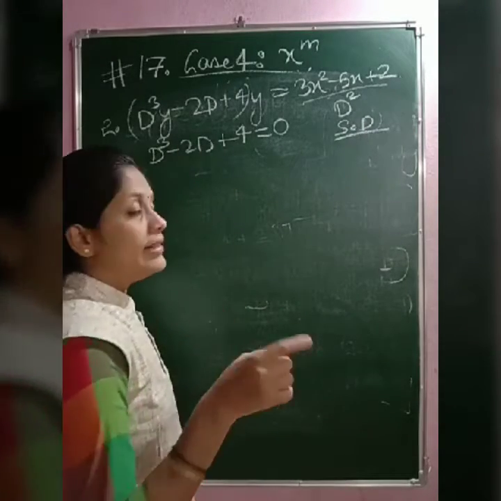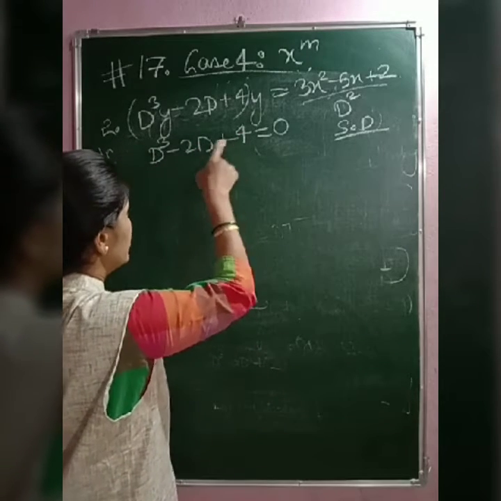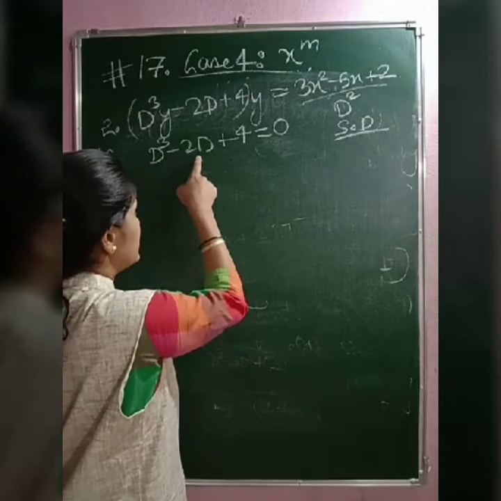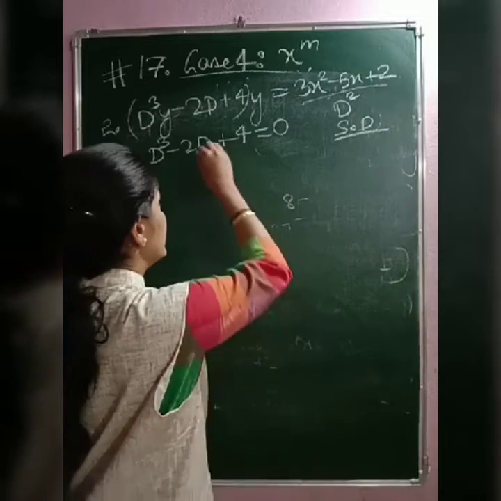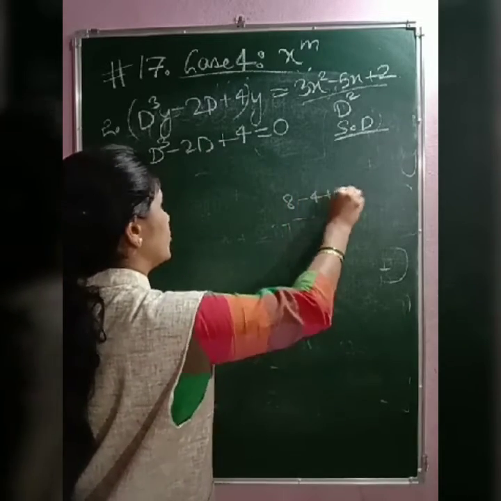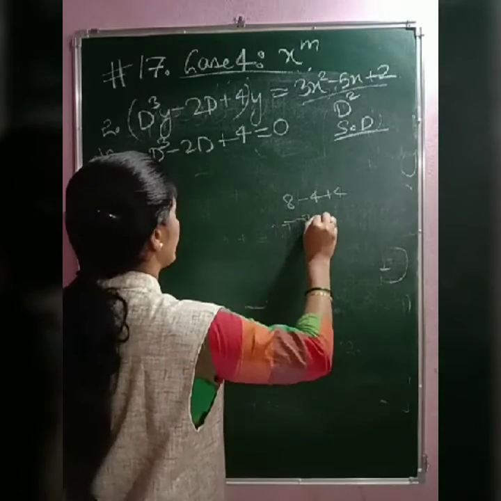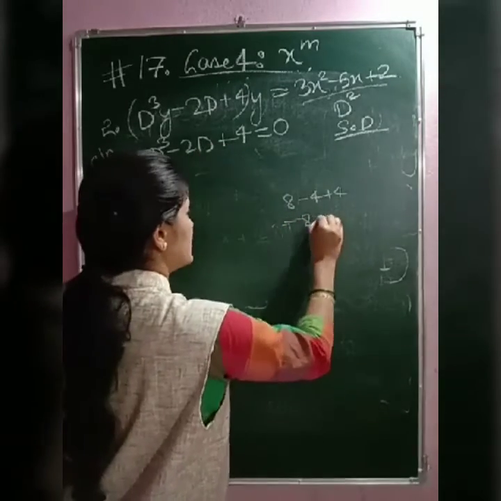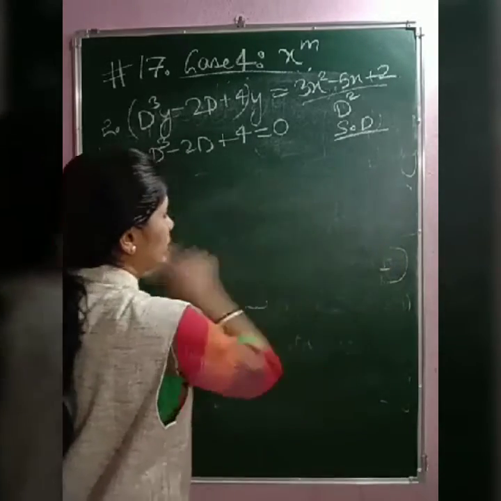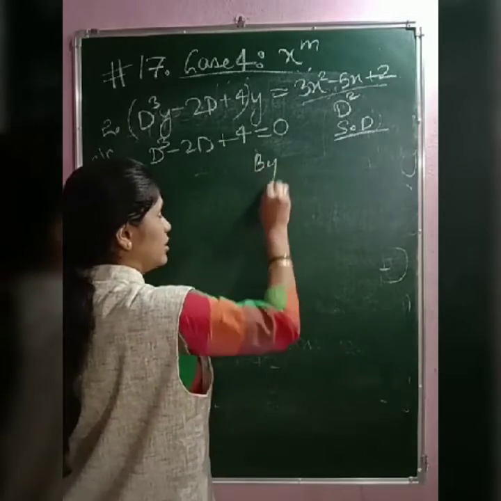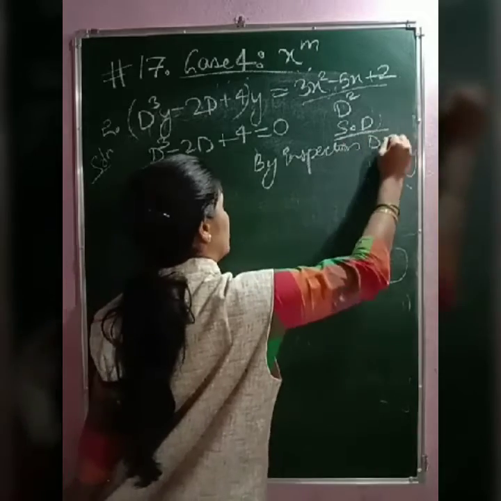Now put D equal to 2. 8 minus 4, so minus 8, and 8 minus 2 to the 4 plus 4. Yes, you do not get 0. Now D equal to minus 2: minus 8 plus 4 plus 4. So D equal to minus 2 is a root. By inspection, right? That is how we have found this.